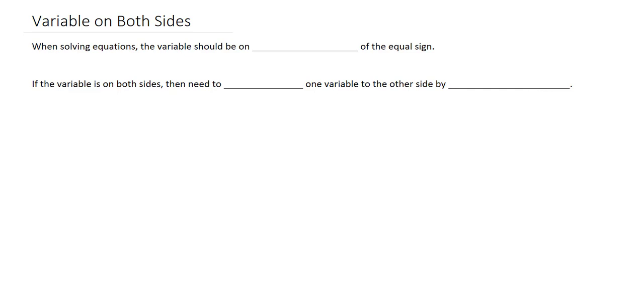Variable on both sides. When solving equations, the variable should be on one side of the equal sign, which we've done before in the previous videos. If the variable is on both sides, then we need to move one variable to the other side by adding or subtracting. So let's look at some examples.